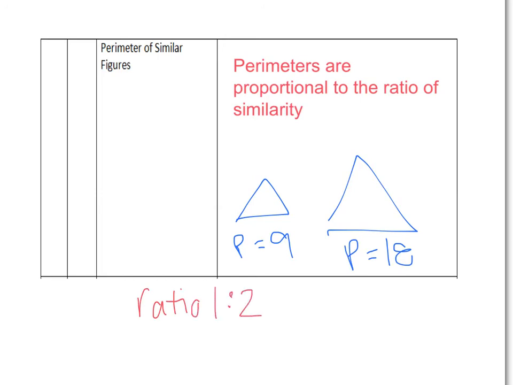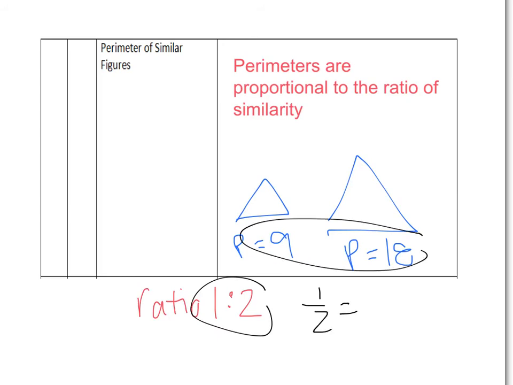So if we set these up as proportions, you knew 1/2 equals 9/18. Are they proportional? Yeah, we do 1 times 18, 9 times 2, 18 is 18, so yes. So when you set these up, they'll be proportional.